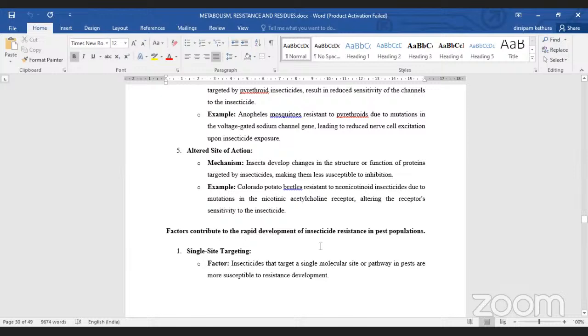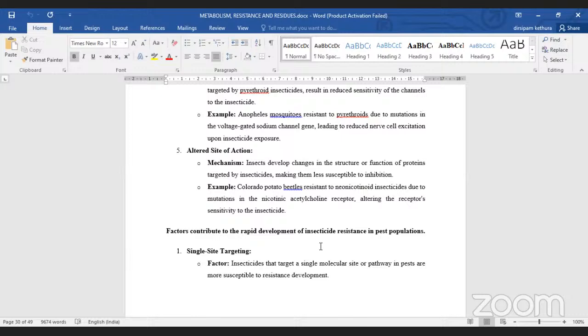And the final one, under the mechanisms of insecticide resistance, is altered site of action. Here, the insects develop changes in the structure or the function of proteins targeted by insecticides, making them less susceptible to inhibition. Example, Colorado potato beetles resistant to neonicotinoid insecticides due to mutations in the nicotinic acetylcholine receptor, which alters the receptor sensitivity to the insecticide. All these are about the mechanisms of insecticide resistance.